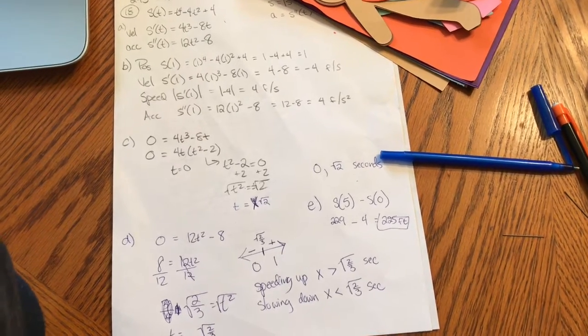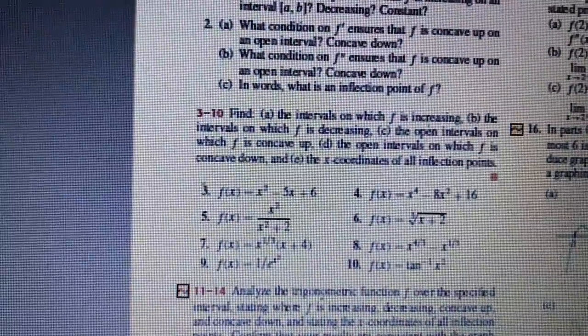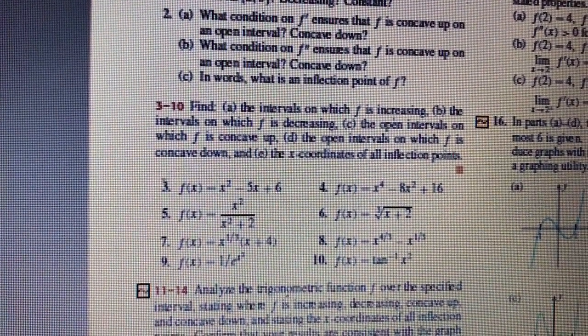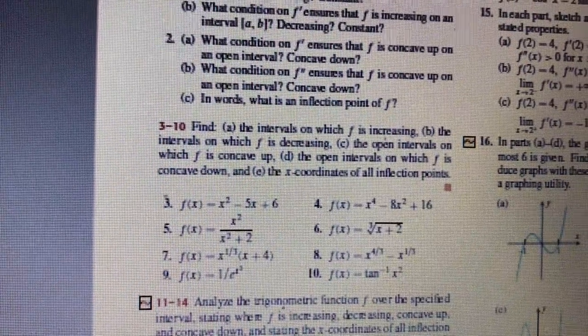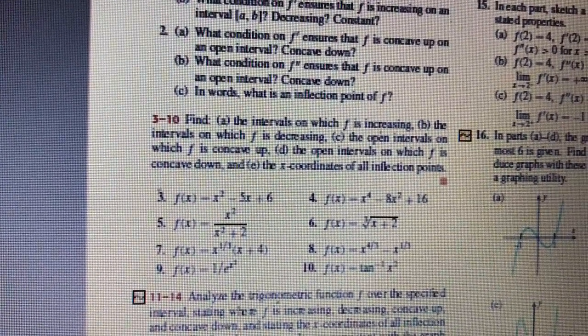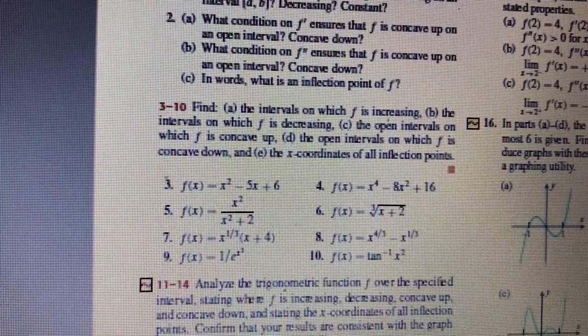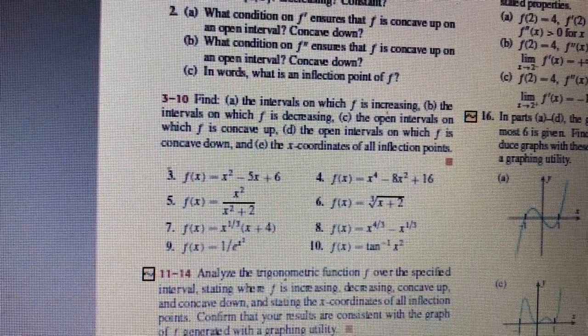It's all there. Page 310 to 314, number 4, second to last problem. What am I doing? Find the intervals on which f is increasing, the intervals on which f is decreasing, the open intervals on which f is concave up, and the open intervals on which f is concave down, and the x-coordinates of all inflection points. All right, so let's see if I remember that.